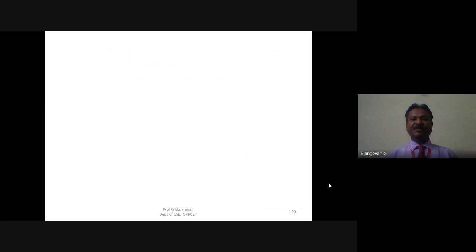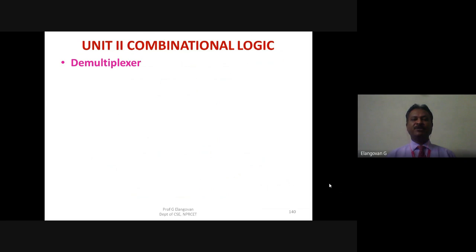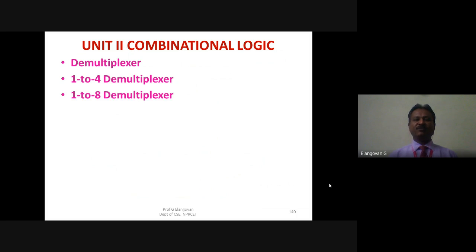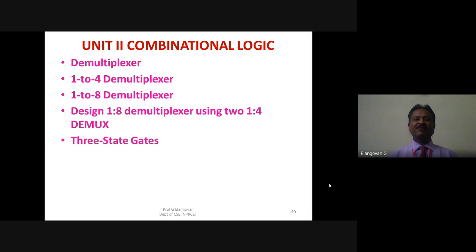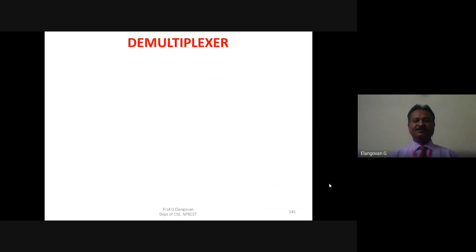In today's video, in the second unit, you are going to learn about demultiplexers and the best examples of demultiplexers, the 1:4 and 1:8 demultiplexers, and how to design the higher level demultiplexers by using the lower level demultiplexers. And of course, we are going to understand about the three-state logic gate.